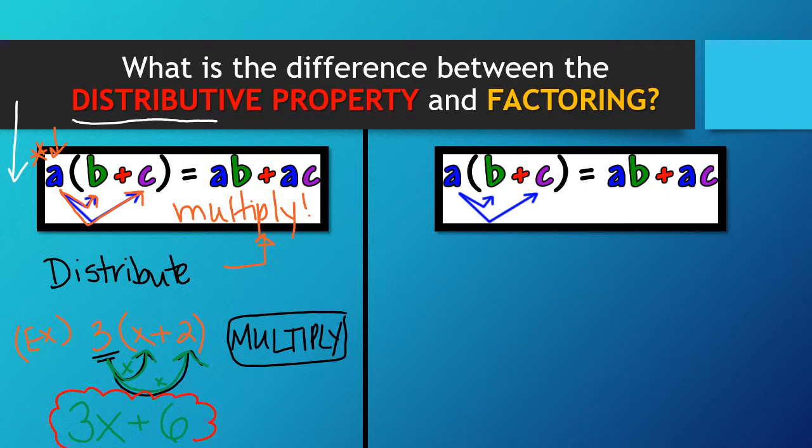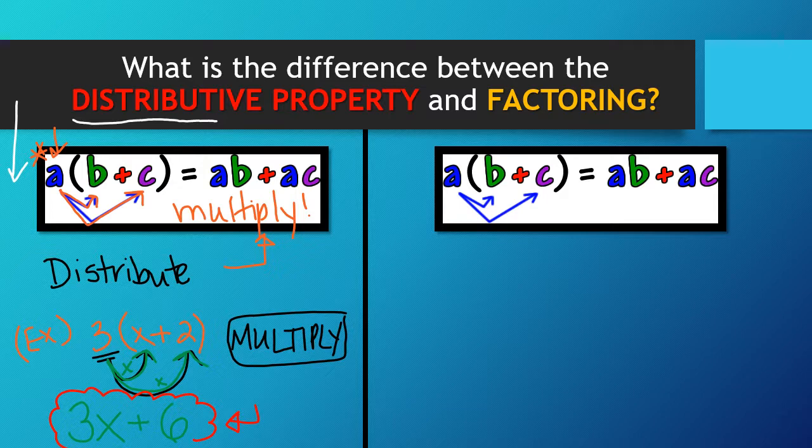So if it asks me to distribute, then all I would do is multiply that number with everything inside the parentheses. Now, how is that different than factoring? How are they related? How are they different? Now factoring, because I use the same picture here, it's actually very similar. It's just the opposite of what you would do for distributive property.